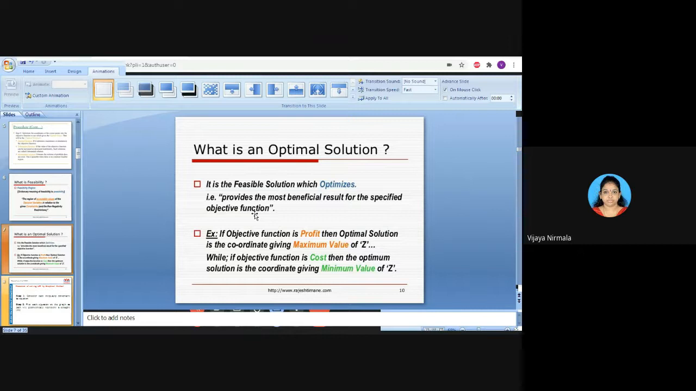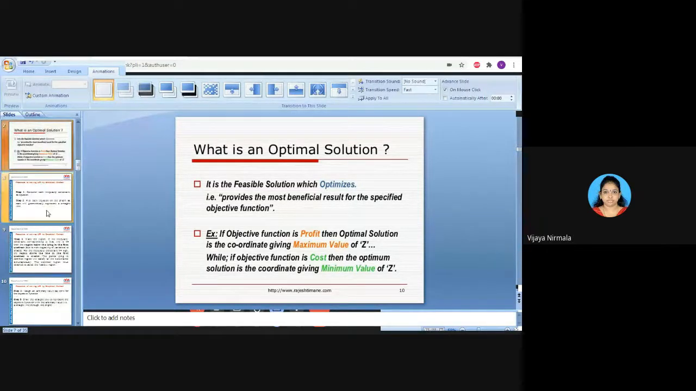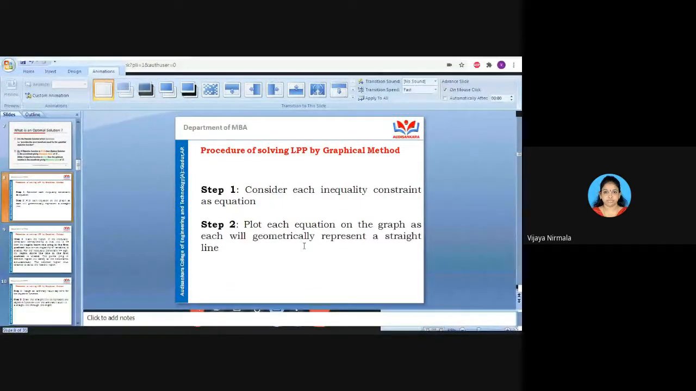So if the objective function you have written is profit, then you get the maximum value of Z. Similarly, if the objective function is related to cost, then the optimum solution is the coordinate giving the minimum value of Z. So when you plot the corner points in the objective function, if the problem is a maximization problem, you need to choose the maximum value of Z. If it is a minimization problem, you need to choose the minimum value of Z. That is called the optimal solution.